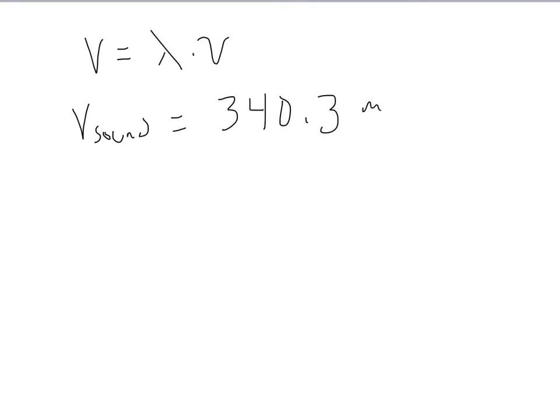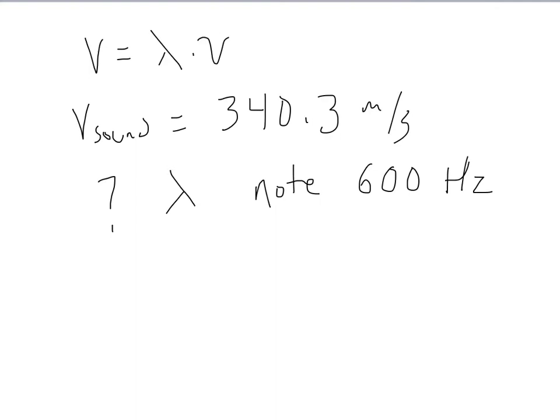So now here's a quick check for you. What if I asked you, knowing that V equals lambda nu, what's the wavelength of a sound note when I know that it has a frequency of 600 hertz? Well, I need to give you some information on that. The speed of sound in air is defined as 340.3 meters per second. So my question is, what is the wavelength of a note that we know to be 600 hertz in pitch? So 600 hertz in pitch is the sound, and the velocity is defined.